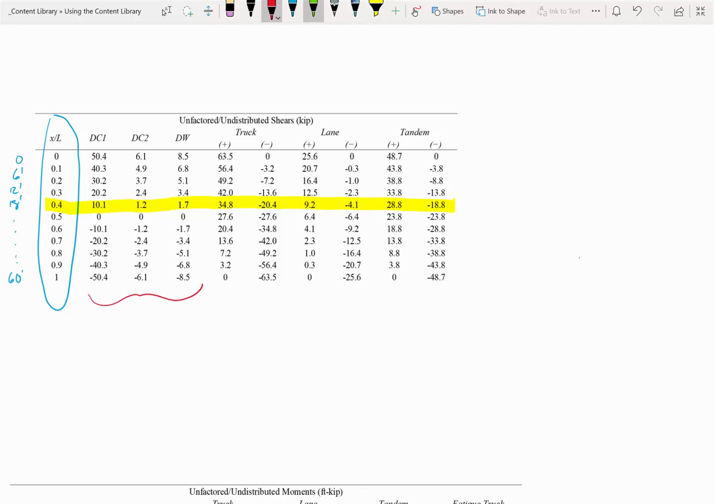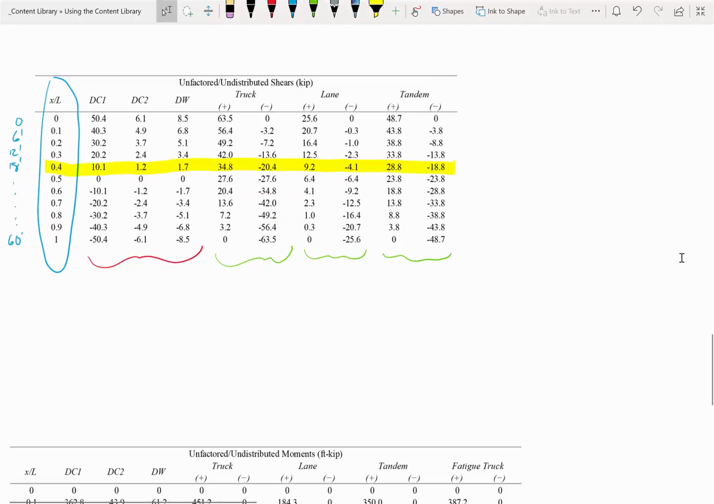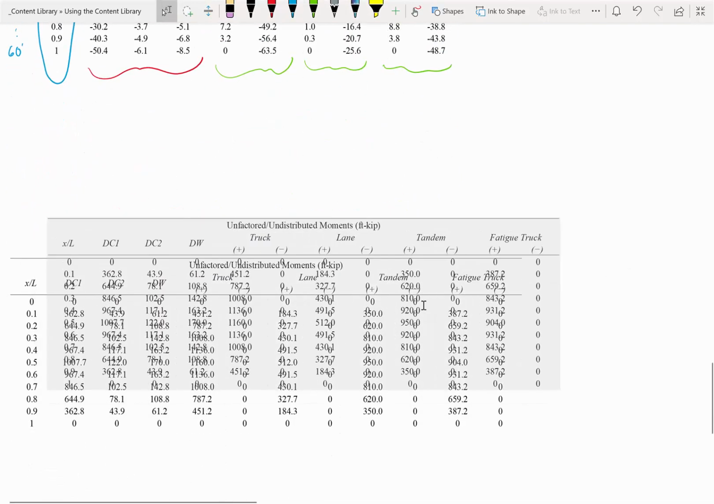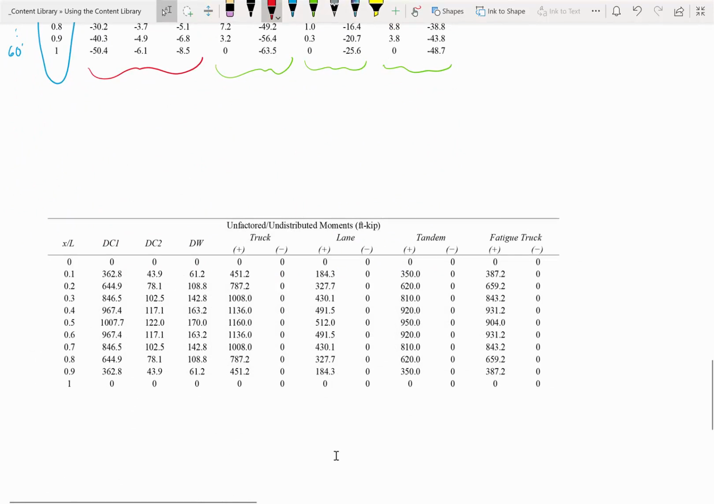But the live loads, if you're looking at the truck or the lane or the tandem, they have a range of values. Okay, and this is what the table looks like if you're looking at shears. This is a simply supported bridge, so it's very similar. If you look at moments, this is what the table looks like. And the other thing I wanted to point out is look at this. Let me clean that box up.